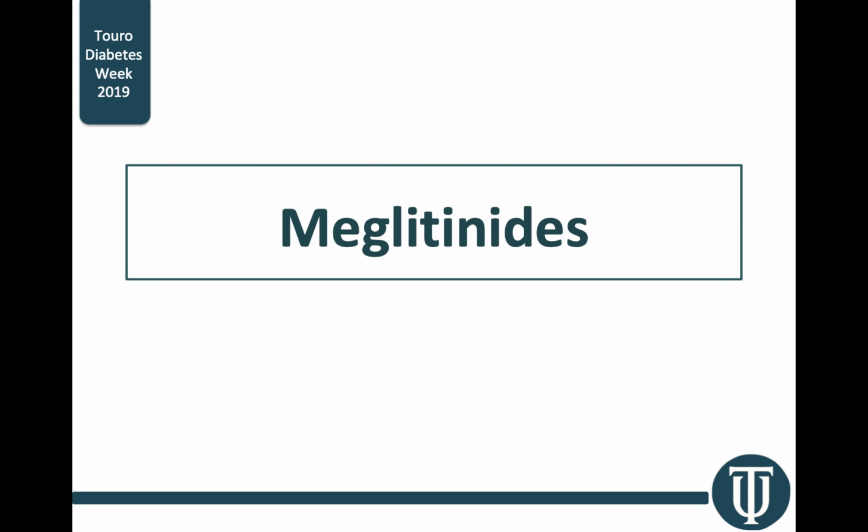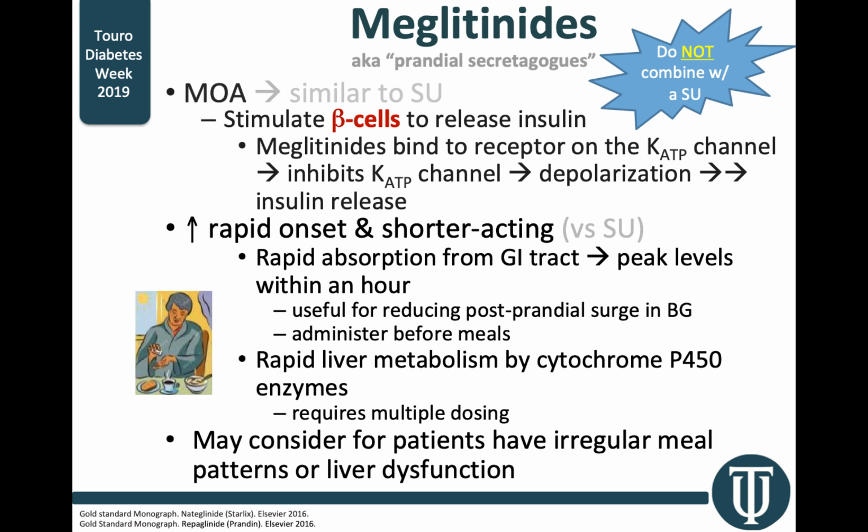The next insulin secretagogue class is meglitinides. How they act is very similar to sulfonylurea. That's why you do not want to use a sulfonylurea with a meglitinide. We also call meglitinides the prandial secretagogues because they work very similarly, which I won't get into.